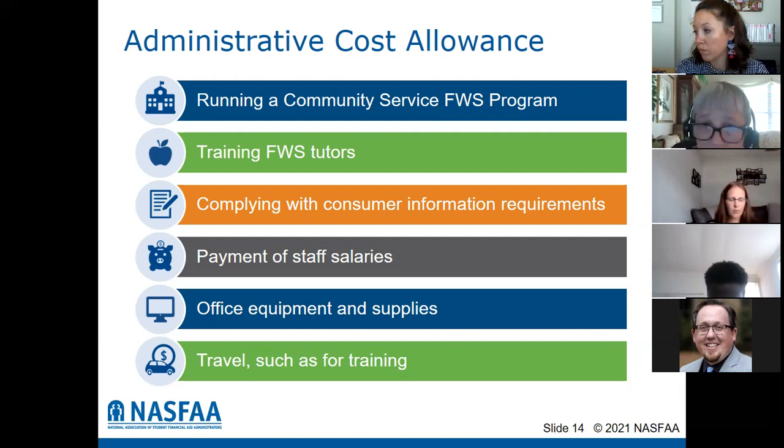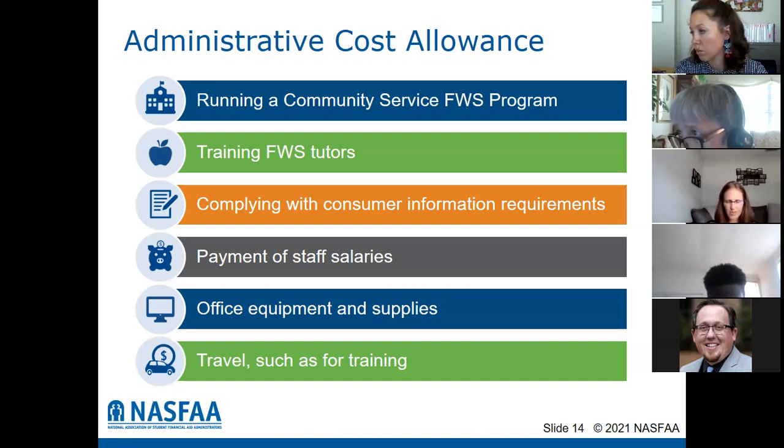So we can discuss what the ACA can be used for. The ACA may be used to pay for costs for administering the campus-based and federal programs, including but not limited to, and you can see we'll run through these, conducting a school's community service, training federal work-study tutors, complying with Title IV consumer information requirements, payment of staff salaries, acquiring items for offices such as furniture, supplies, and computer equipment, and travel such as training for staff. Again, it's no longer applicable for the federal Perkins loan.